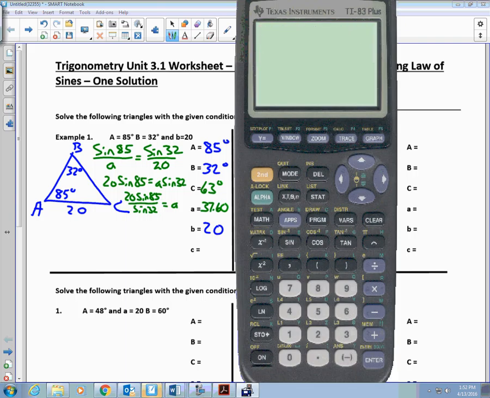All right, let's do the next one. How do I find angle C? What should I set up? Sine up. 32 over 20, that's fine.